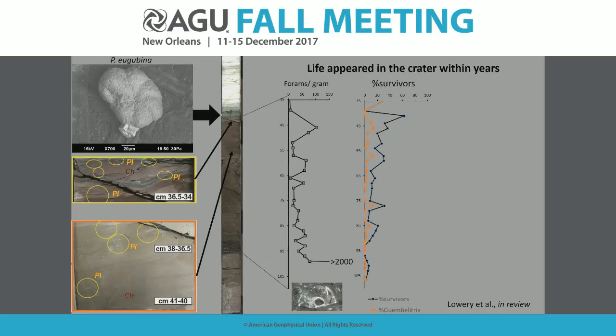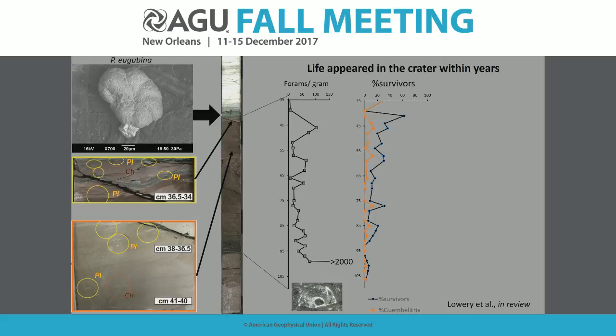We also find microfossil evidence for life in this transitional unit. So this is foraminifera per gram of sediment down here at the base. Tons and tons of forams, more than 2,000 forams per gram, and that drops off pretty quickly. We bounce around between 10 and 100 the rest of the way up. These lower samples are dominated almost entirely by Cretaceous species that have been reworked.